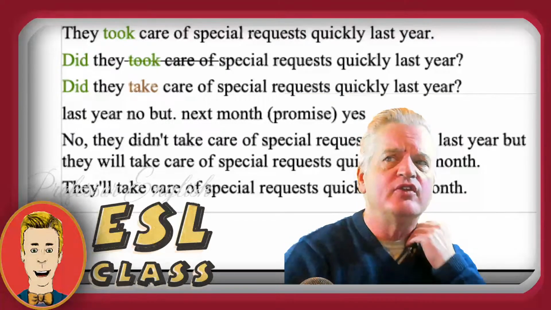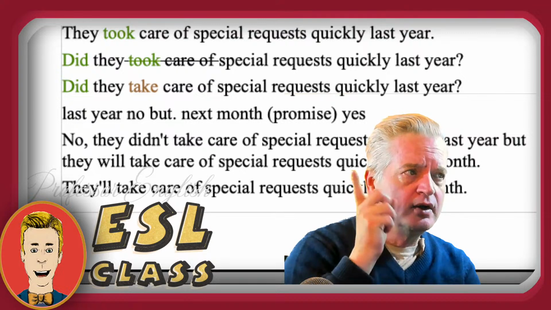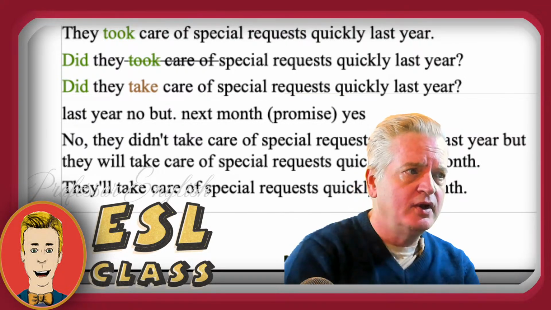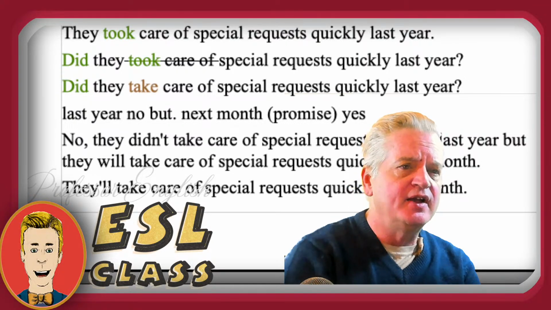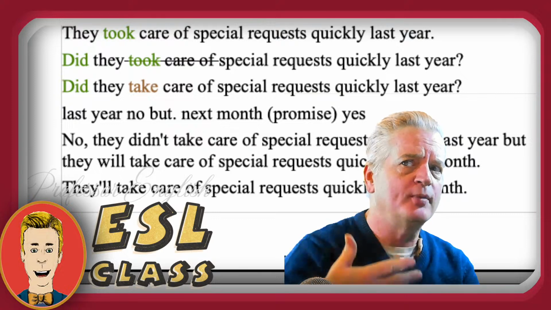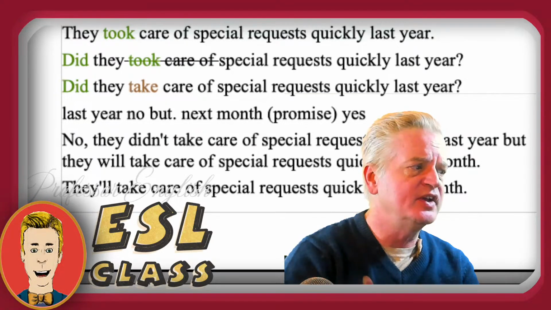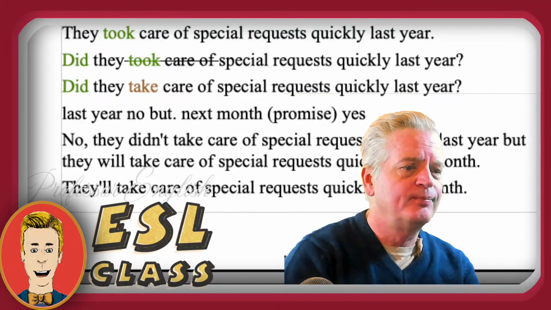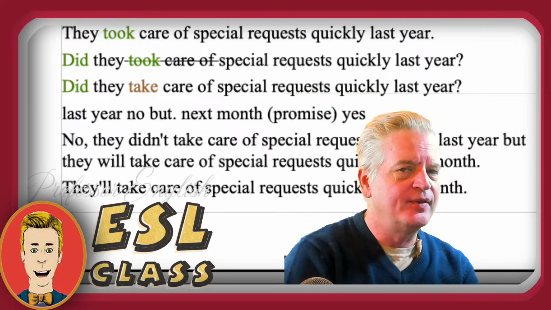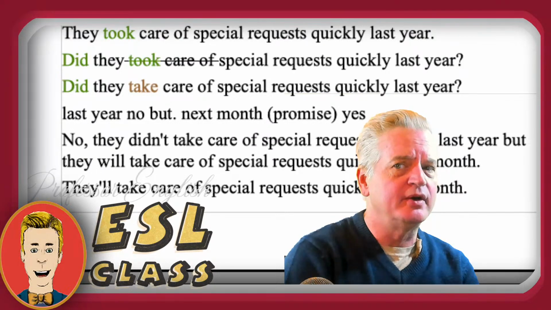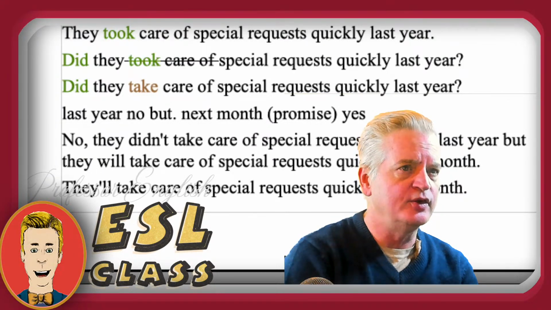But now let's add more information. Let's say, but next month, yes. And this is in the future. It's a promise. How do you make a promise in the future with next month? Use will to make a promise about the future.